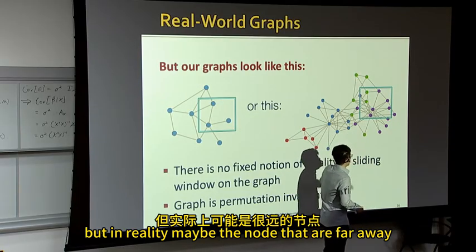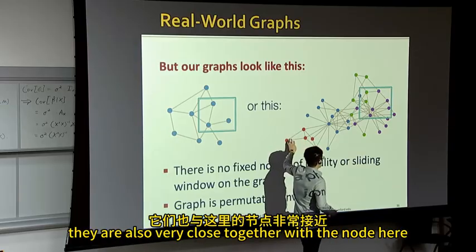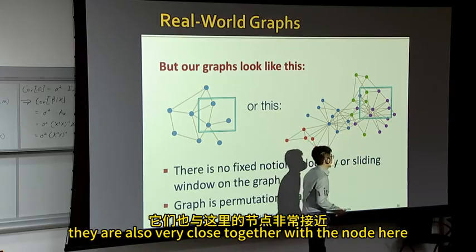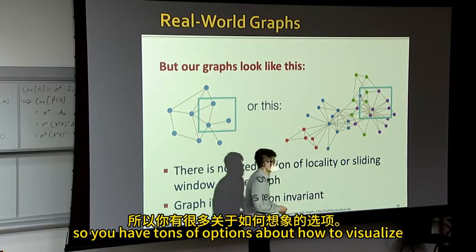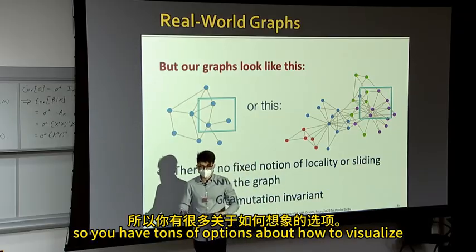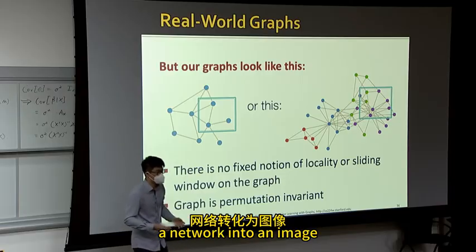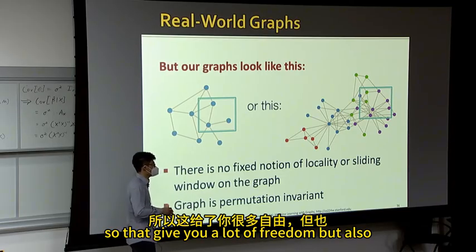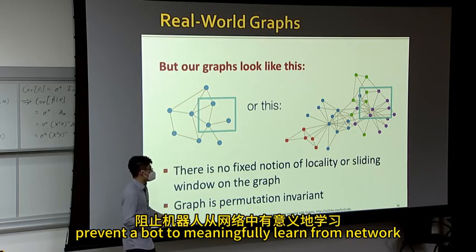But in reality, maybe the nodes that are far away are also very close together with the node here because they are connected. So you have tons of options about how to visualize a network into an image. That gives you a lot of freedom, but also prevents a model from meaningfully learning from the network.